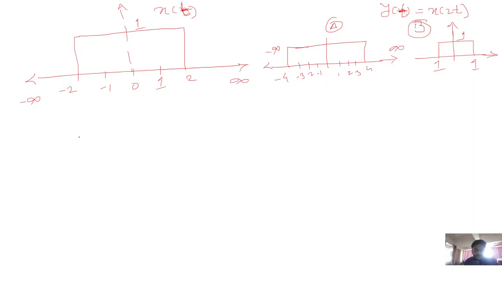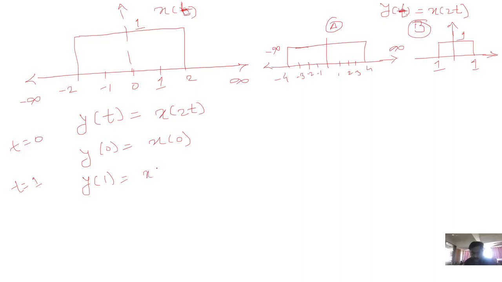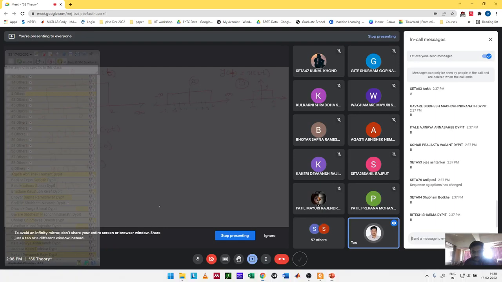Therefore, I had drawn something like this. Now, what I had written is y of t is equal to x of 2t. Let's understand this. For y of 0, it is going to be x of 0, at t is equal to 0. Even though this is continuous in time, I'm going to take some samples of this. So say at t is equal to 1, for y of 1, it is going to be equal to, can anyone help me? x of 2, right? Here I can have half, y of half. Y of half is going to be equal to, can anyone tell me?